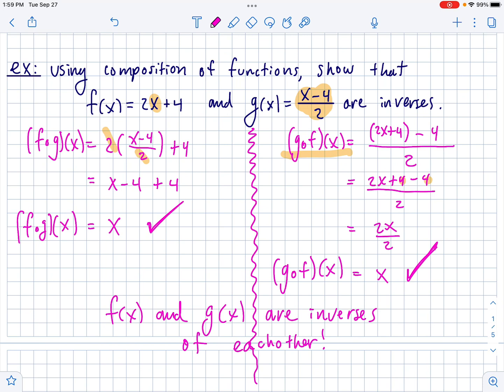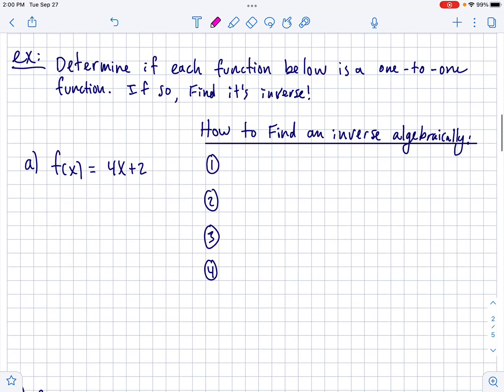The way you don't want to do that problem: if I say use composition of functions to show that these two are inverses of each other, sometimes I'll see students just take one of these and find the inverse of that function and say, look, it matches that one, Mr. Jolly. But that's not using composition of functions. So make sure you follow the directions at all times.